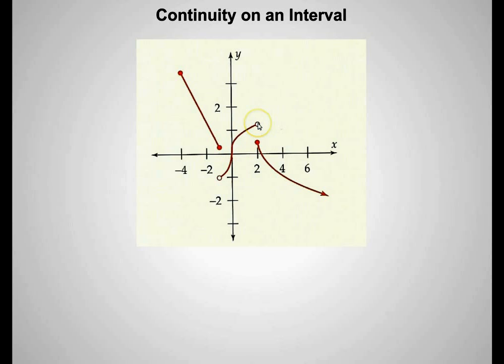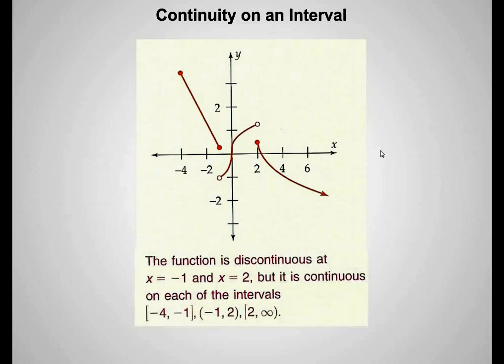At 2, something weird happens again. We've got quite a drop here. We can see the left-hand limit and the right-hand limit aren't equal to each other, so the limit doesn't exist there. So in summary, if we were talking about how you would describe the continuity on an interval, we would say it's discontinuous at the 2 places it is, which is at -1 and 2, but it's continuous on the following intervals.